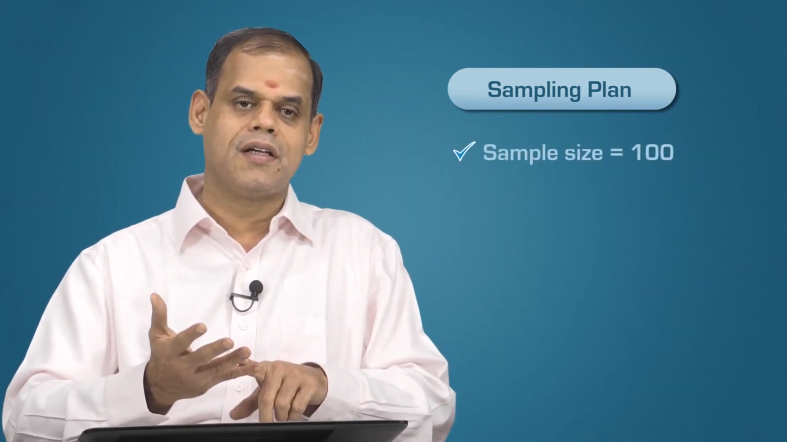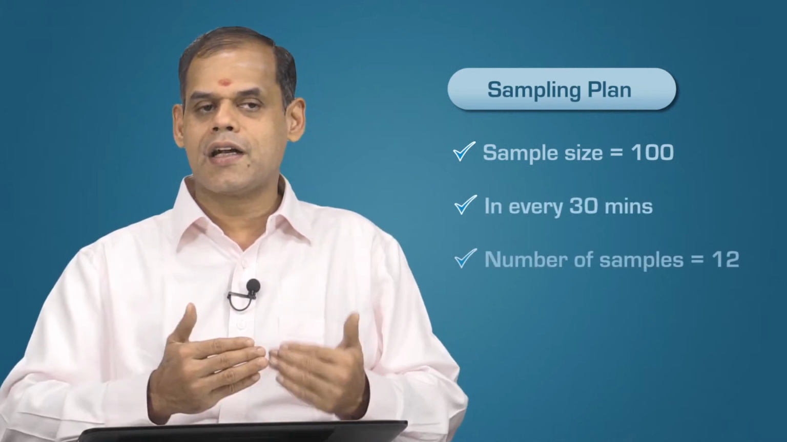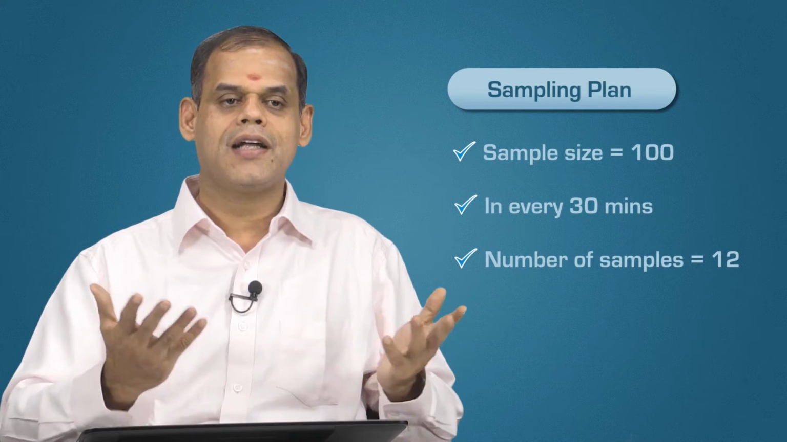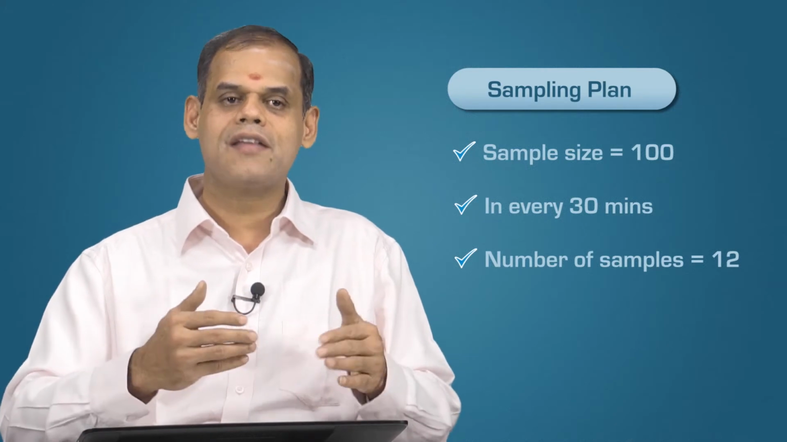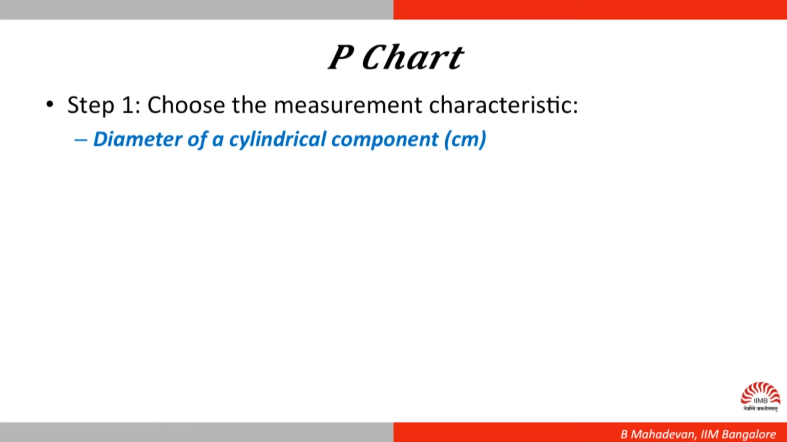And let us also think about a sampling plan, which is as follows. We sample 100 pieces every 30 minutes for testing, and we collect 12 such samples and set up the control chart. So, let us see how to set up this chart called the P chart. Let us again go through the same 6-step process with which we will set up and plot the data. Step 1 is the measurement characteristic.